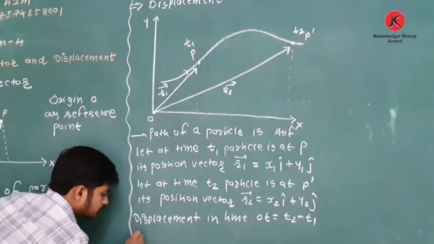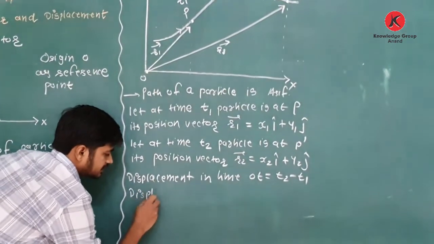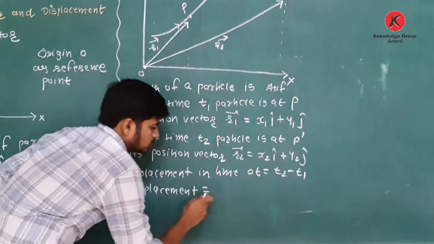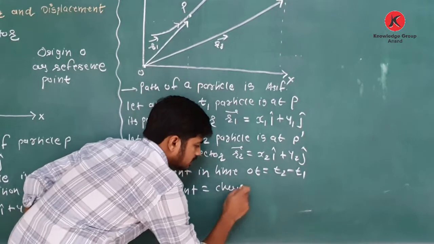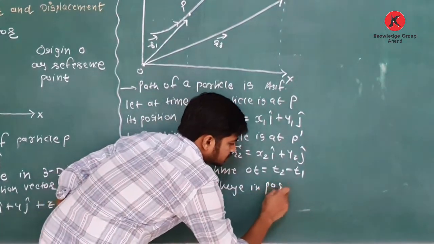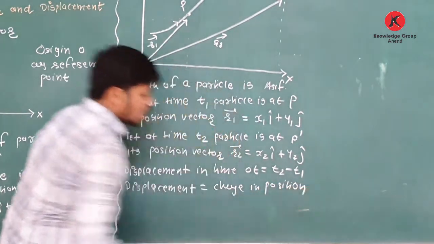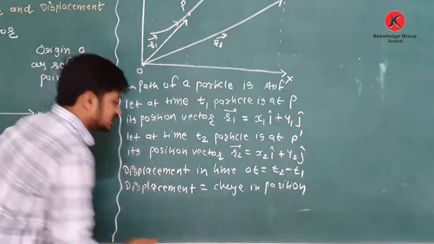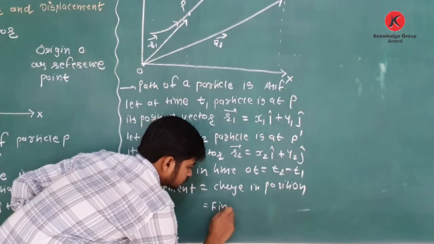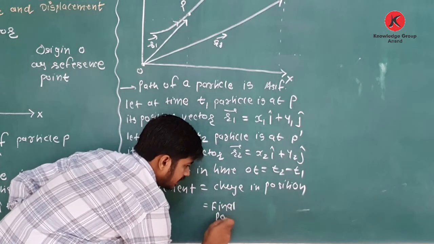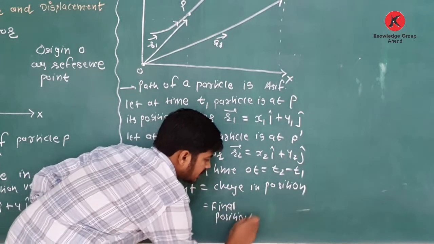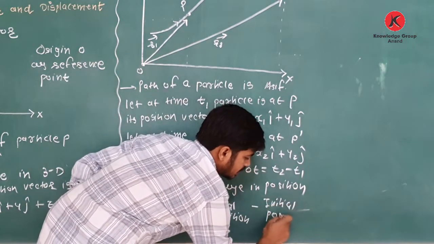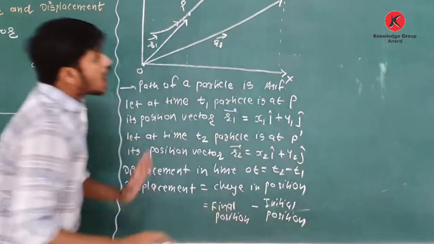How to find displacement? Displacement is equal to change in position. Displacement means change in position. Okay, change in position. What is its equation? Final position minus initial position. Yes, very good. It is final position minus initial position. Now how to write?